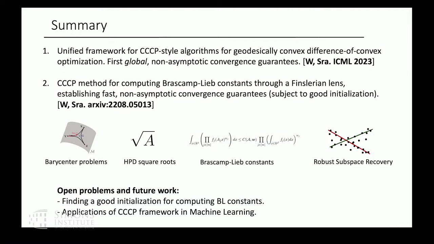And then for that too, we can establish fast non-asymptotic convergence guarantees subject to a good initialization, which is the key open problem here. And then in the future, of course, it would be great to solve this problem and find an efficient way to compute an efficient initialization for this algorithm for the press complete constants. But more generally, I think this problem class that we are considering here for the CCCP framework can be found in many machine learning applications. And I think there's lots of potential for applying such Riemannian tools to various problems in machine learning that involve matrix valued optimization.